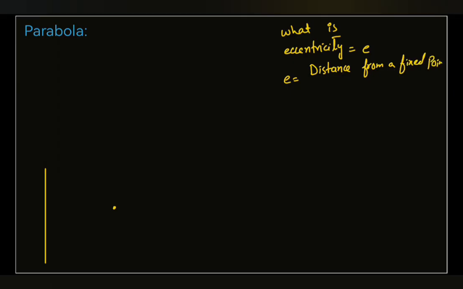Before discussing parabola, let's understand what is eccentricity. Eccentricity, which is denoted by E, is the ratio of distance from a fixed point to the distance from a fixed line.